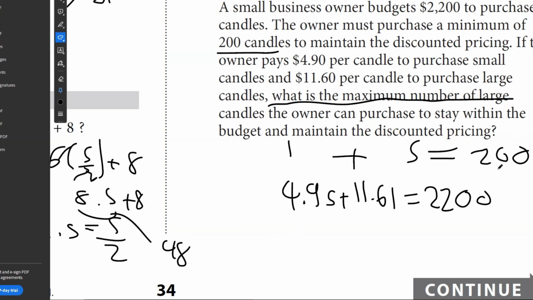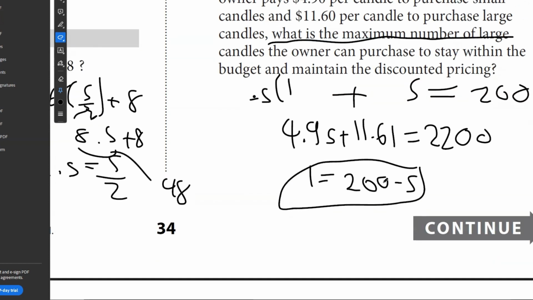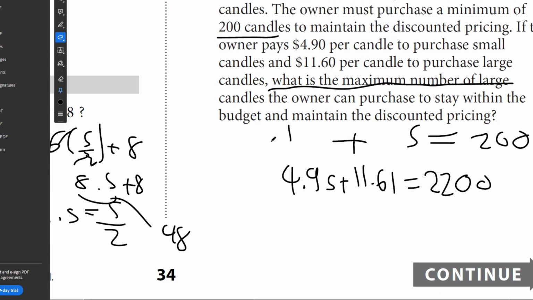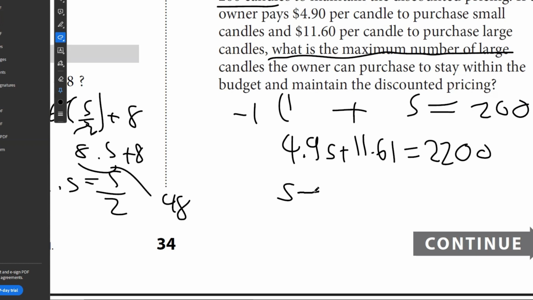So if L plus S equals 200, let's find L. Let's subtract S from both sides. So L equals 200 minus S. Very nice. Actually, I should have done it the other way. So let's just find S. In order to find S, we're just going to subtract L from both sides. And we end up with S equals 200 minus L. Very cool.